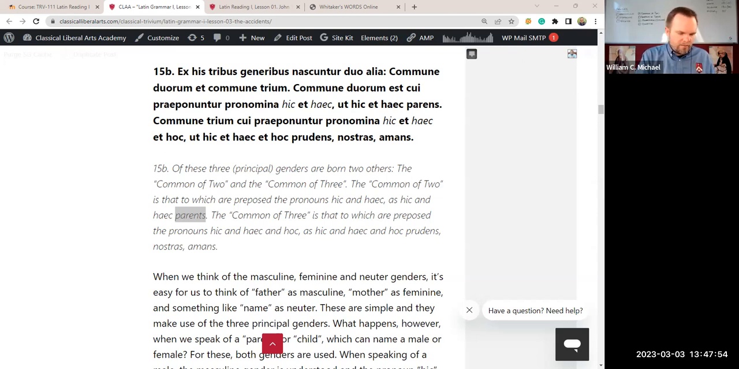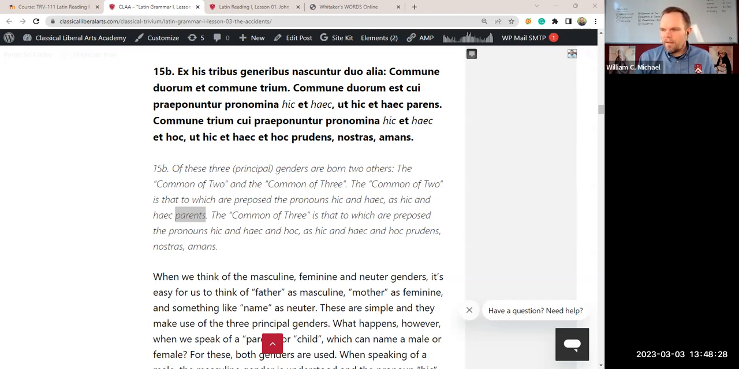I'll write it here. If I say hic parens, who am I referring to? Father, very good. And if I say haec parens, same noun, but I'm referring to the mother because I use the feminine sign, which is haec, okay? So the word parens can be masculine or feminine, and the way that I show that is by sticking the pronoun next to it in the right gender.